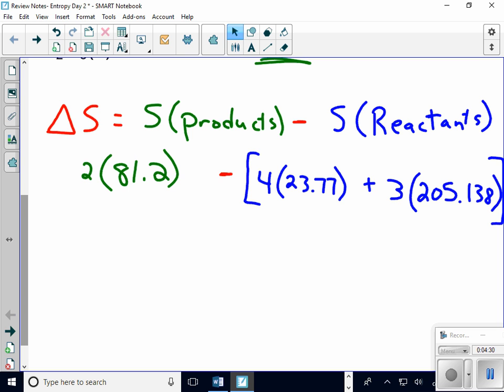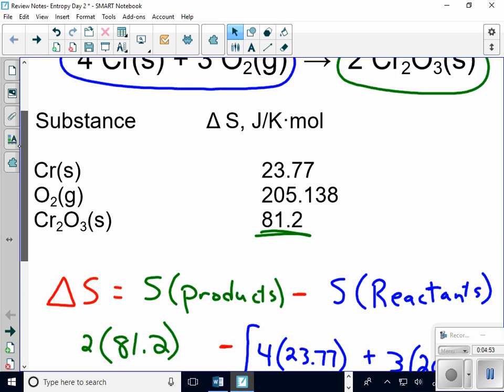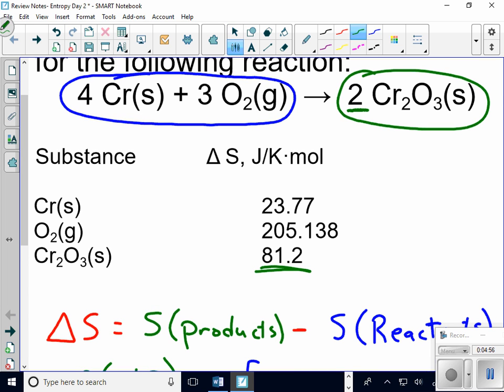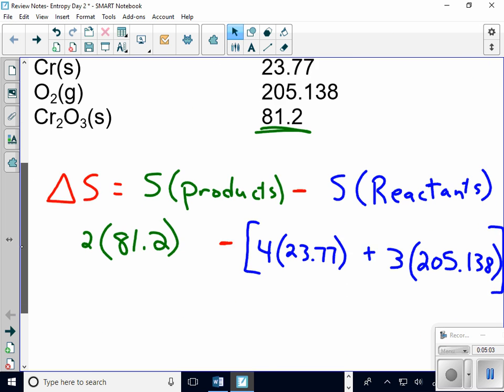Does everyone understand where I got the 2, the 3, and the 4 that I put in front of the values? Does everybody understand where I got the 2, the 3, and the 4? It came from the coefficients in the balanced chemical equation. Up here, the 2, the 4, the 3. That's where I got those values.